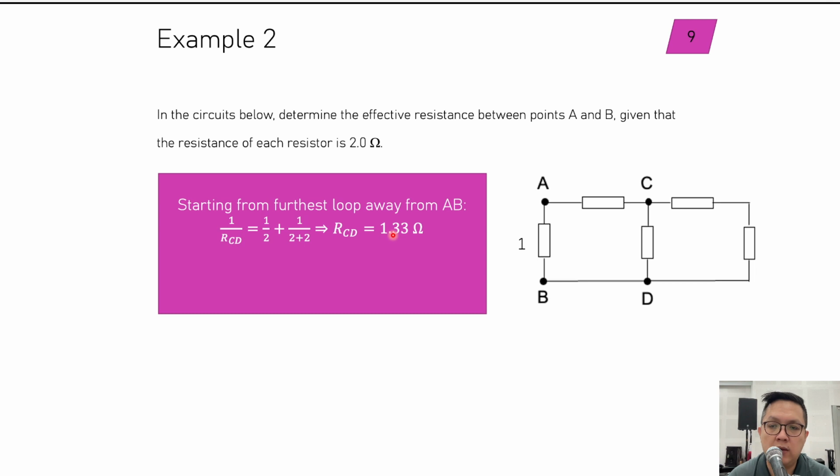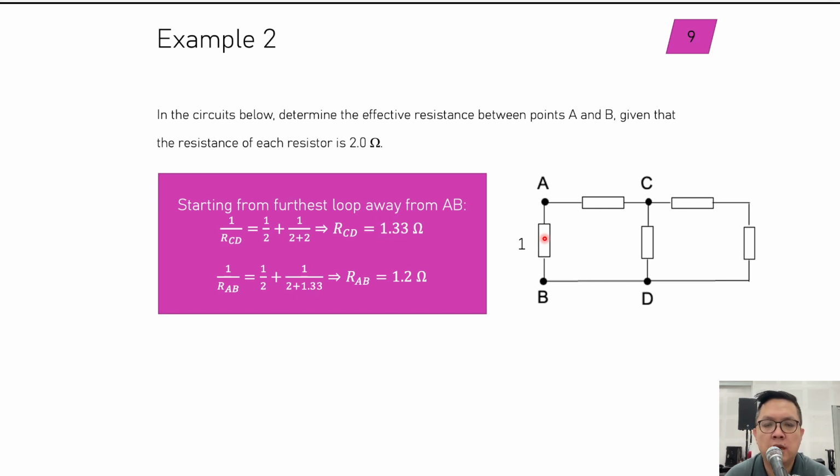Then once you've done that, you can combine this resistance with this one in series before combining these two in parallel with this. Okay, that's the next step. So 1 over 2 is this one over here, and this one 2 plus 1.33. Because this one here is 1.33, this is 2. Add them in series first, you get 3.33, then inverse it, then you get this one.